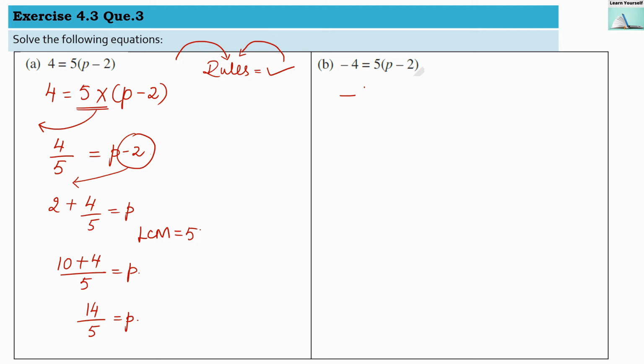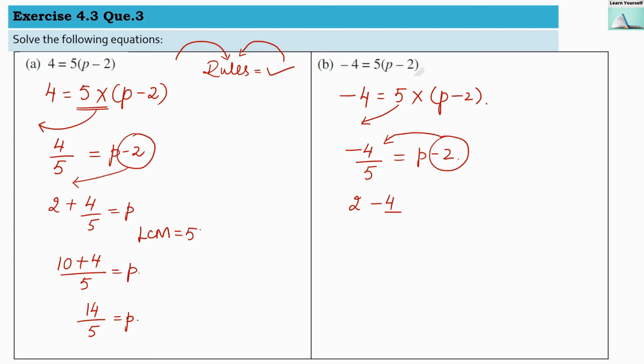Equation B is minus 4 equals to 5 is in multiplication with p minus 2. So now let us take this 5 towards other side. It will go to denominator. So we will get here minus 4 divided by 5 equals to p minus 2. Let us take this negative 2 towards other side and it will become positive. So 2 minus 4 by 5 equals to p. Let us take LCM. LCM will be 5. So we will get here 10 minus 4 divided by 5 equals to p. So 10 minus 4, we will get 6 by 5 equals to p will be our answer.